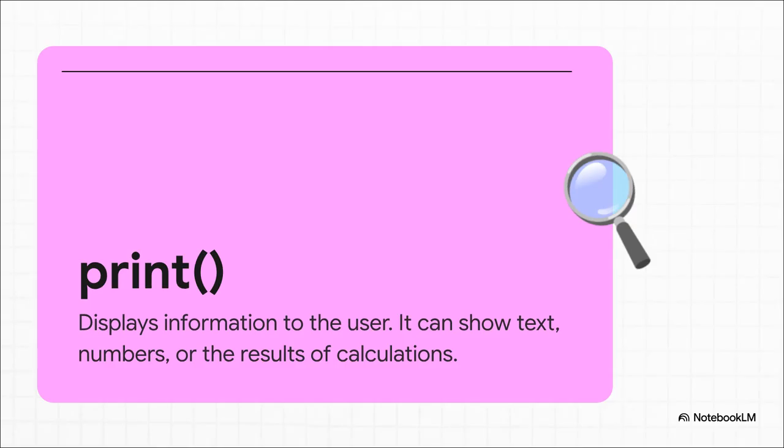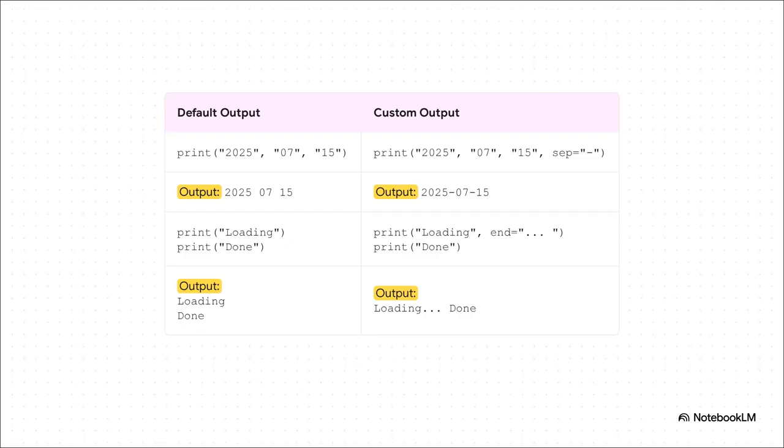At its core, print is super straightforward. You just give it something inside those parentheses, could be text, could be a number, heck, it could even be a calculation like 2 plus 3, and boom, it shows the result on the screen. This is your number one tool for letting the user know what's going on inside your code. But don't let its simplicity fool you. Print has some cool tricks up its sleeve.